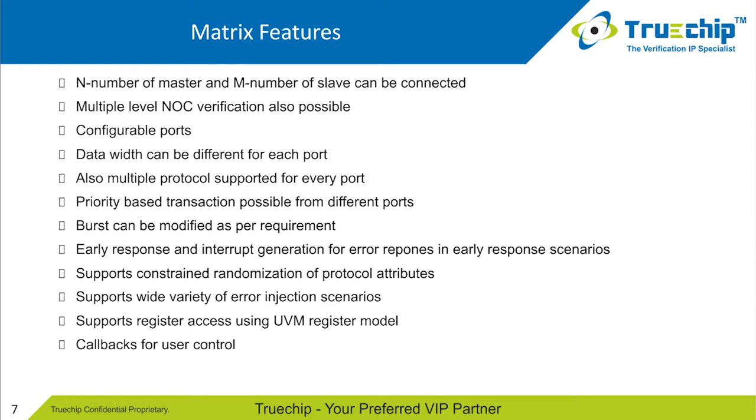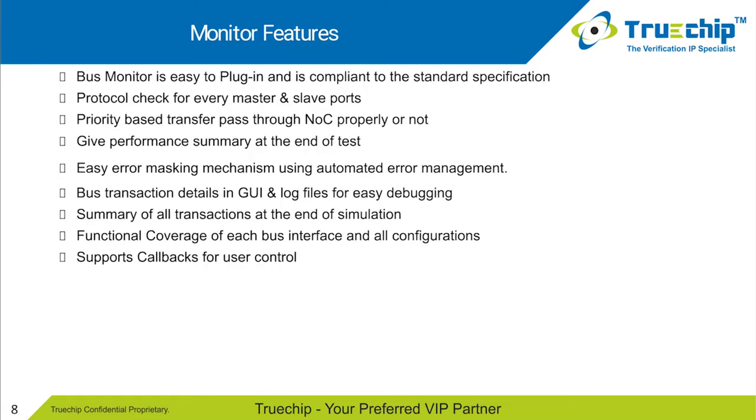We support constraint randomization for protocol attributes like AW address, AWID and AR address. We have a wide range of error injection scenarios. We support register access using the UVM RAL model. In the VIP, we have callbacks for user controllability.